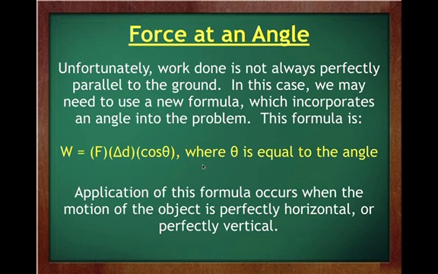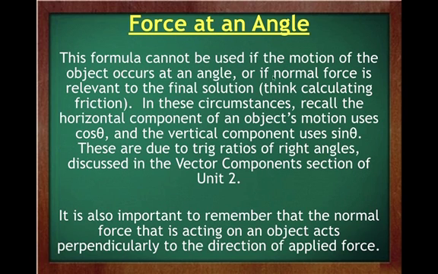Application of this formula occurs when the motion of the object is perfectly horizontal or perfectly vertical. This formula can be used to calculate work done on an object, but the object still needs to be traveling in a perfectly horizontal or perfectly vertical motion in order to use this simple formula. If your object is moving on an angle, like up and down a ramp or up or down a hill, that motion is on an angle. All of a sudden we've got to bring in a whole bunch of other things.